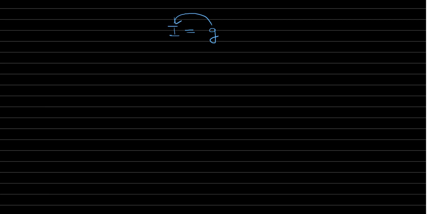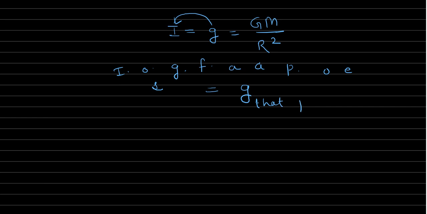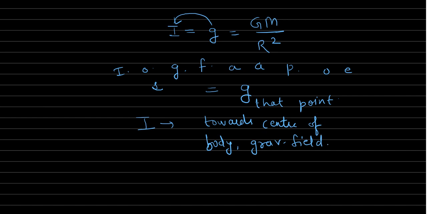So this formula on surface of earth is GM upon capital R square. So what is the conclusion? Intensity of gravitational field at a point on Earth's surface is equal to acceleration due to gravity at that point. So आपको हमेशा इंटेंसिटी का जो डायरेक्शन है, वो towards the center of body which produces gravitational field. ठीक है.